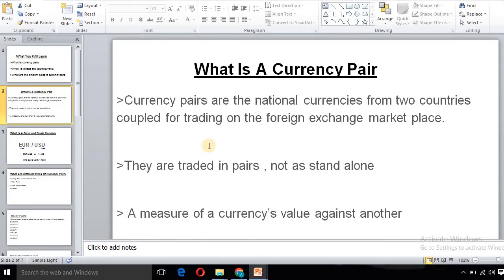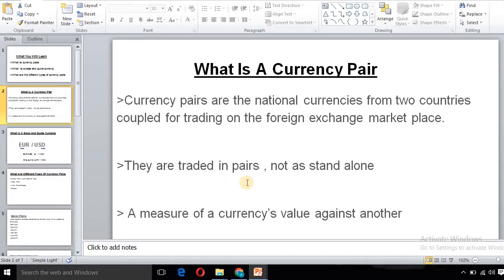That's what we are going to be learning today, so make sure you pay attention till the end. So when you say what is currency, currency pairs are the national currencies from two countries coupled for trading on the foreign exchange marketplace. That is what currency pairs means. They are traded in pairs, not as they stand alone. You trade it in pairs.